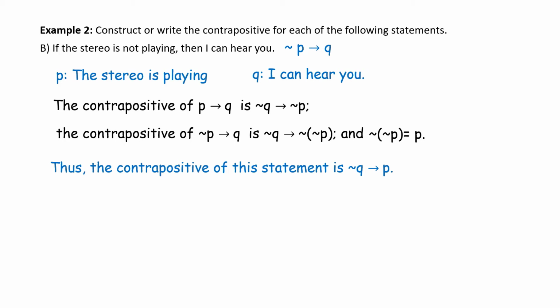Use those symbols to express, in words, the contrapositive of: if the stereo is not playing, then I can hear you. We would have, if I cannot hear you, then the stereo is playing.